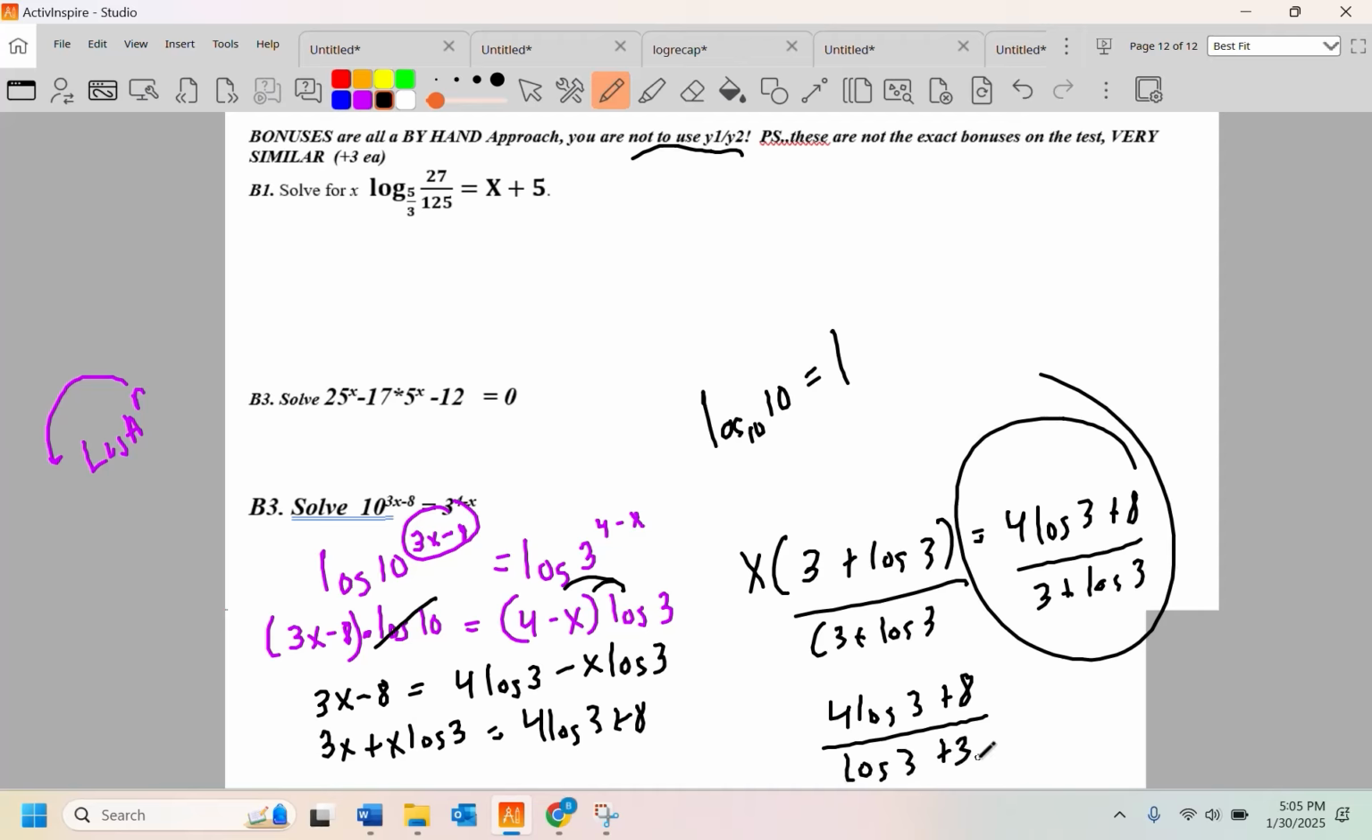And you'll notice I'm not doing any cancellations because there are none. There are 4 pieces to that fraction. They all don't possess an even number. They all don't possess log 3. That's as good as it gets.